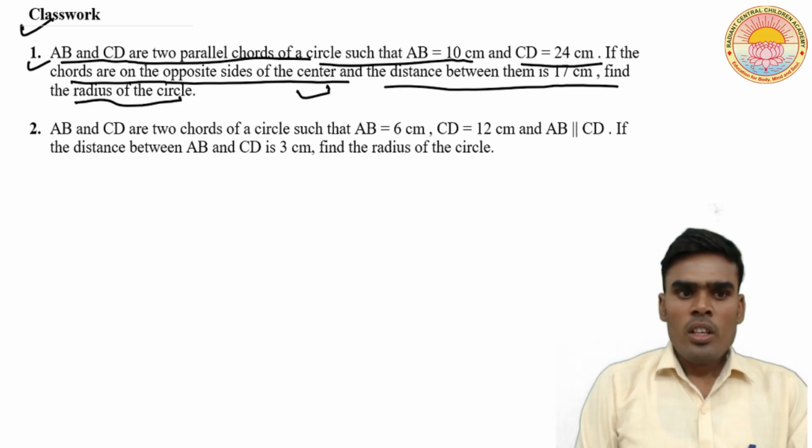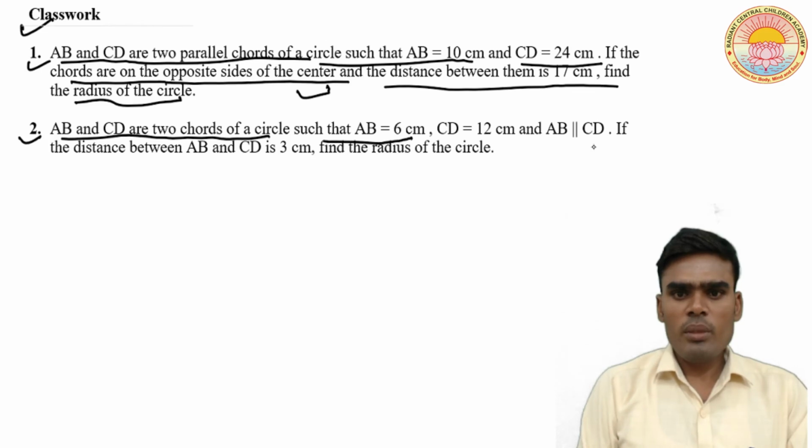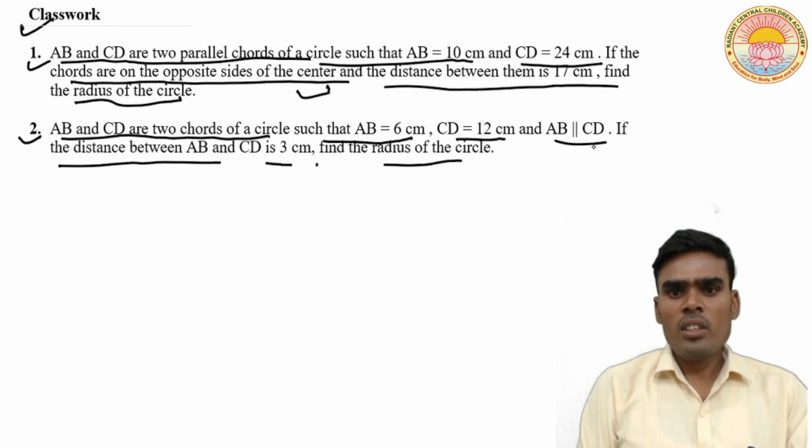Now the question second. AB and CD are two chords of the circle such that AB is equal to 6 cm and CD is equal to 12 cm and AB is parallel to CD. If the distance between AB and CD is 3 cm, find the radius of the circle. So both questions are the same.